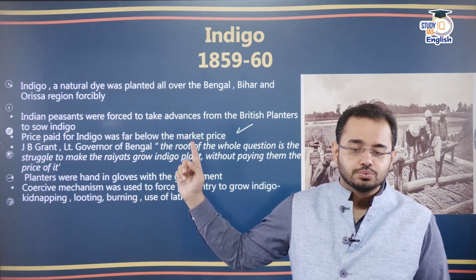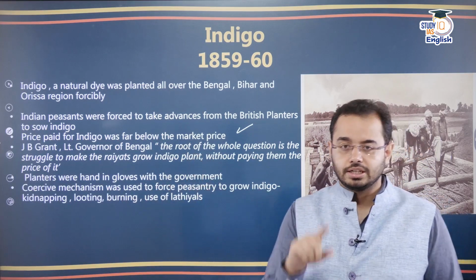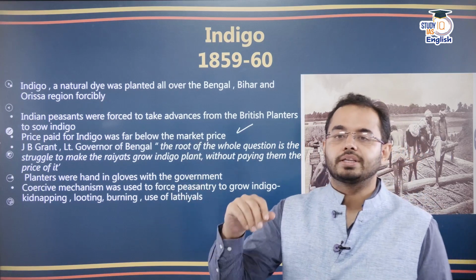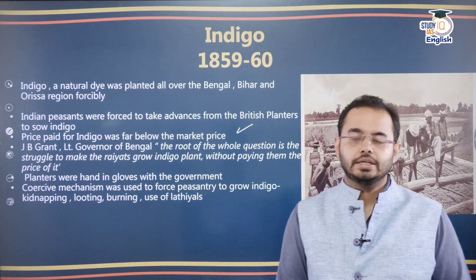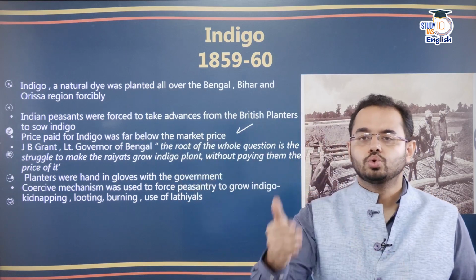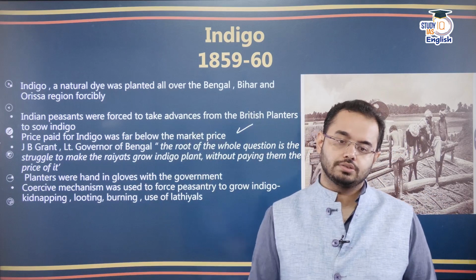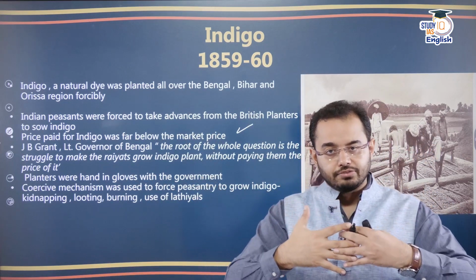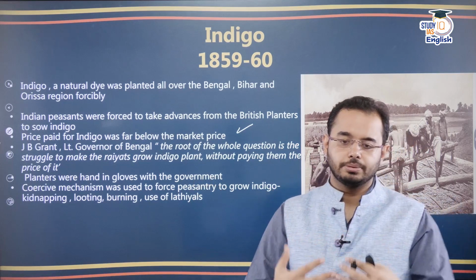Anyways, the planters were hand in glove with the government. Remember, these are British planters. These are not members of the government, but they are British planters as such. They are erstwhile members of the East India Company. East India Company's rule was abolished in 1857 itself. But here, the planters were conniving with the government, hand in glove with the government.